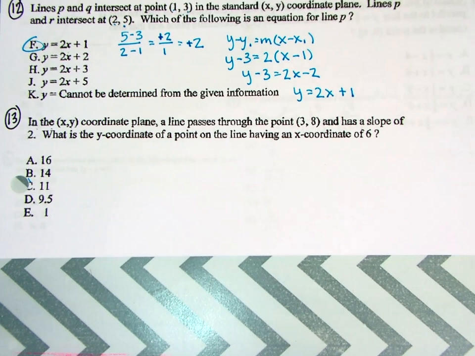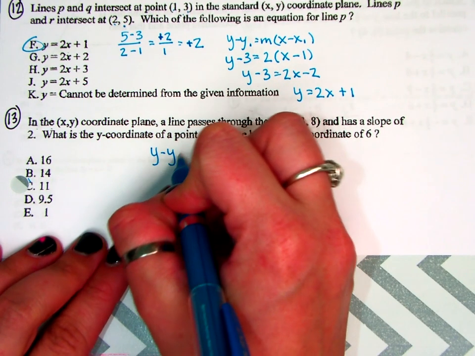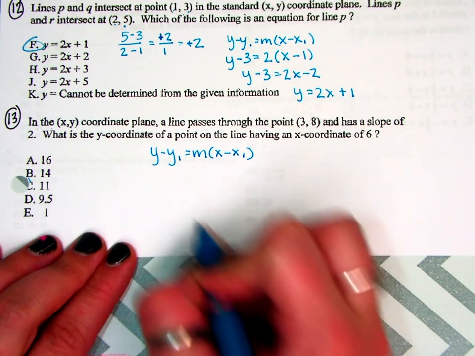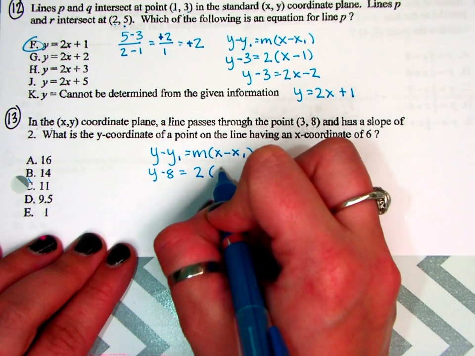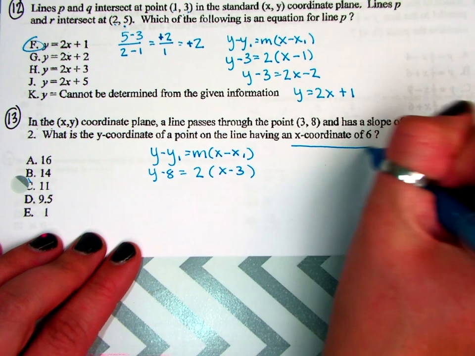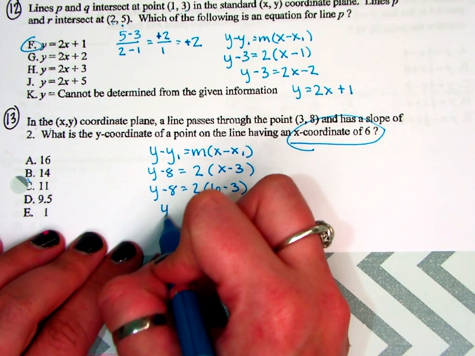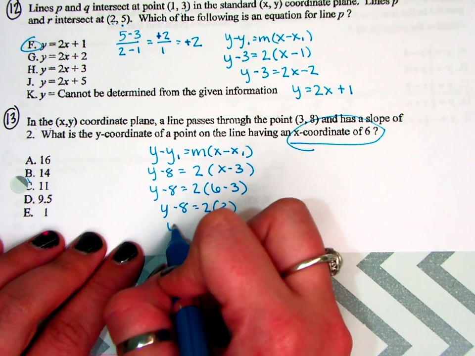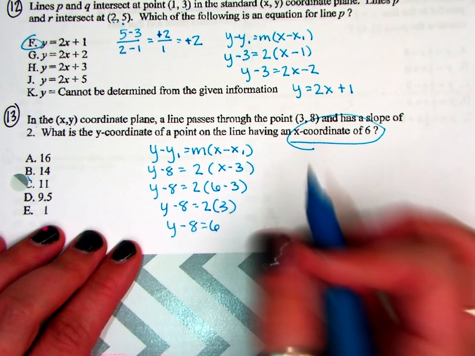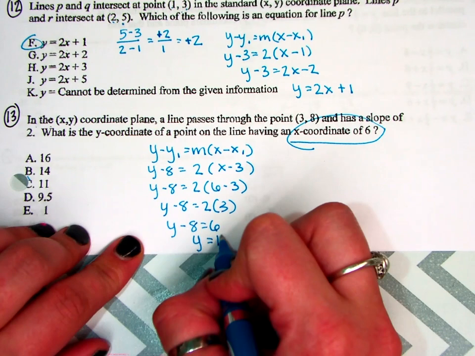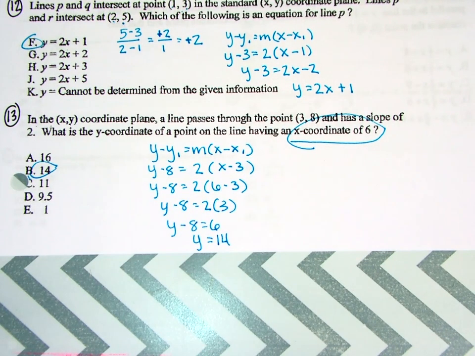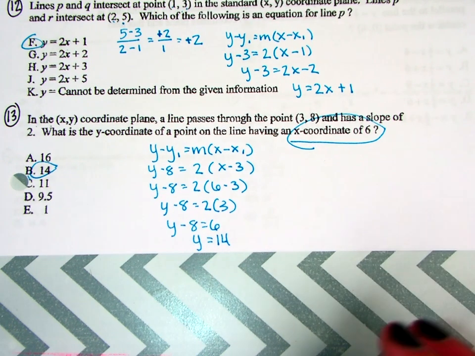Number 13, in the xy coordinate plane, a line passes through the point 3, 8 and has a slope of 2. What is the y coordinate of the point when the x coordinate is 6? Well, I have a point and a slope, so that means point slope. So y minus 8 equals 2 times x minus 3. The x coordinate is 6. So y minus 8 equals 2 times 6 minus 3. So simplifying here, when I add 8, I would get an answer of 14. So my y coordinate is 14. So you're just solving and substituting in.